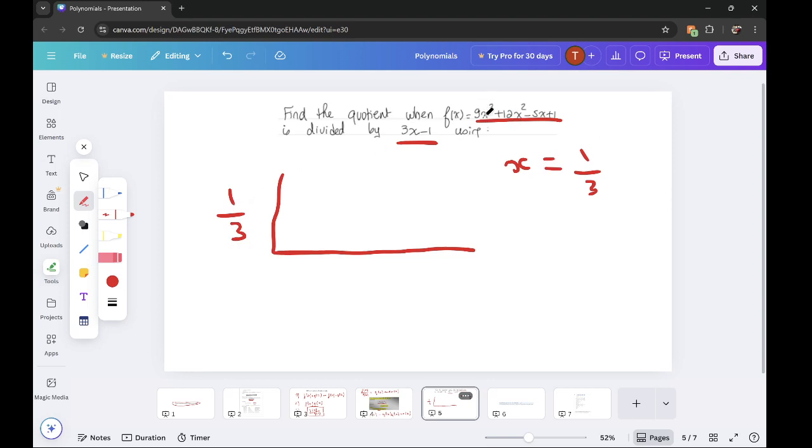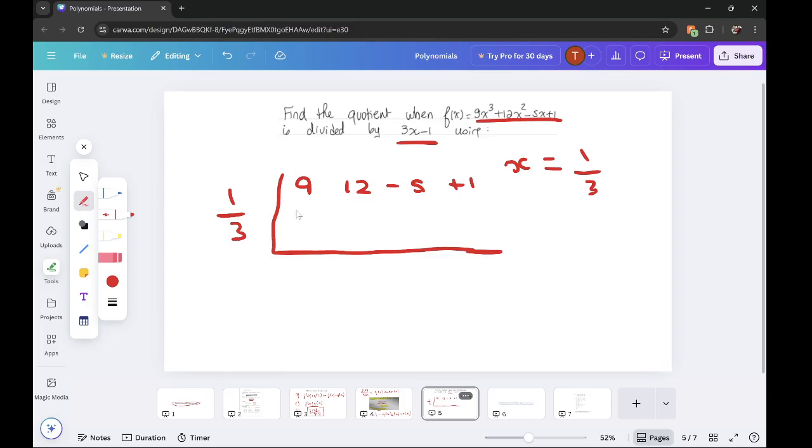And then you look at the numbers given with the x's over here, and the numbers without the x too, because there's one without an x too. So you just take those numbers and plug them in here. In the top row: 9, 12, minus 5, and plus 1. You put these in, and then you start to do your synthetic division.